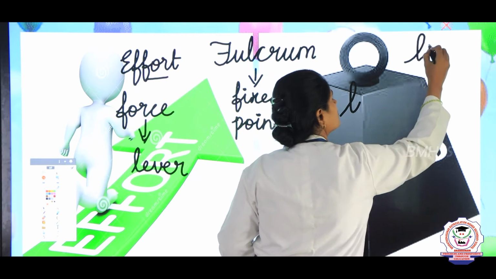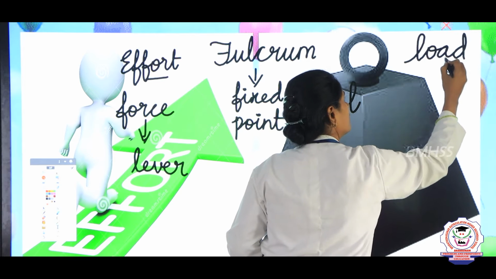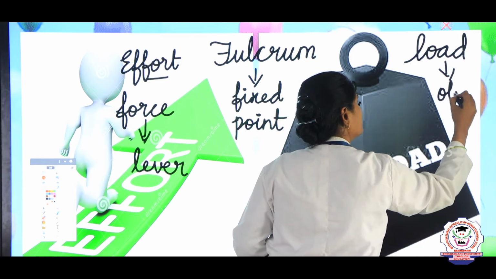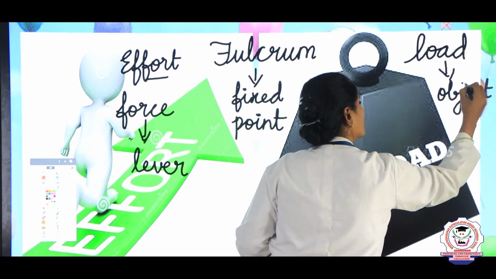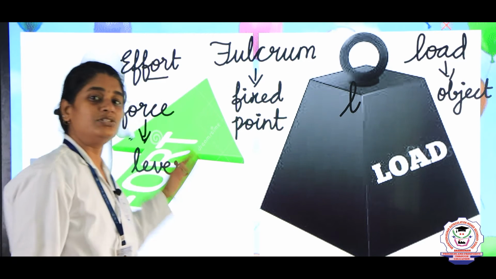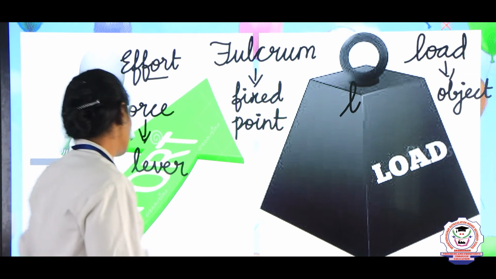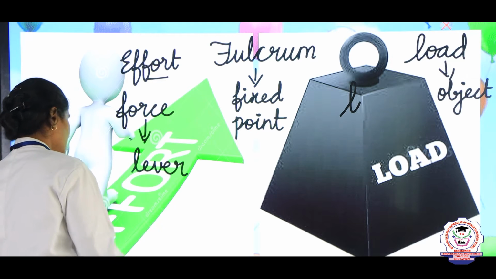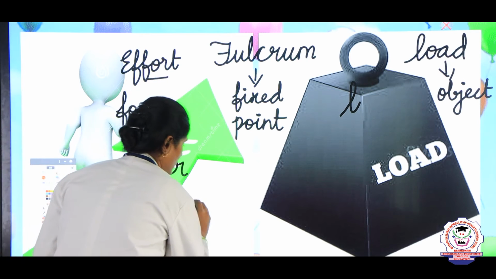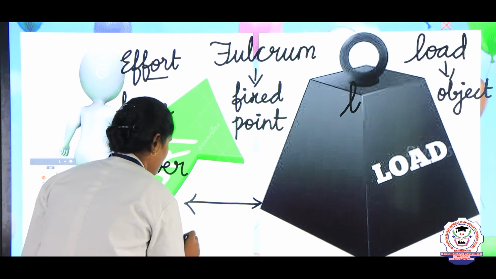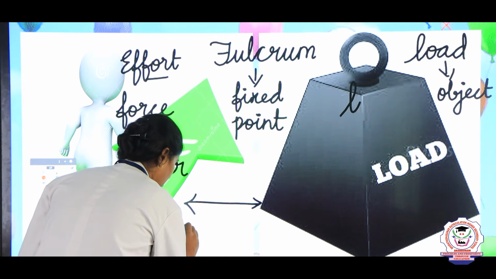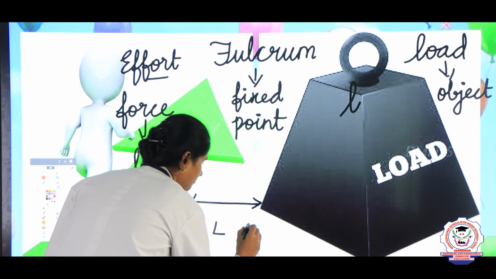So load is an object on which work is being done. So work is done, right. So these are the three things that are present in the lever. Okay. So there are three parts. In a lever there will definitely be effort, load and fulcrum.